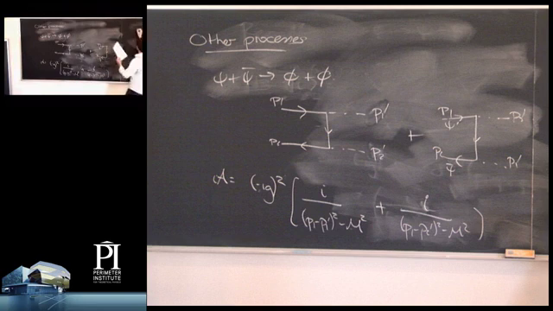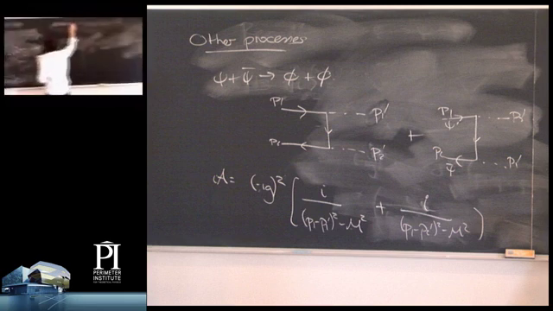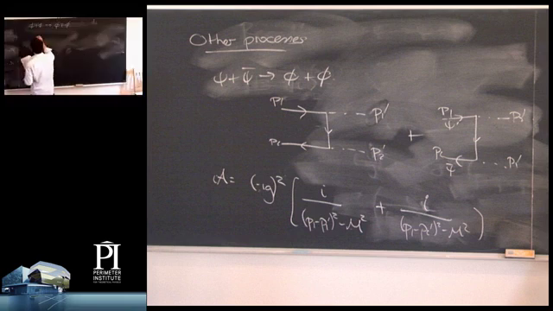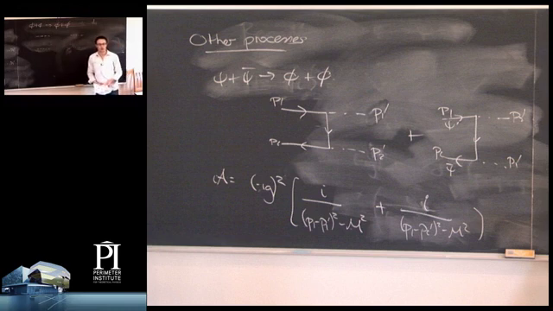Another process is meson scattering. Two mesons go to two mesons. The kind of diagrams we can draw for this are a little more complicated now. So we have two mesons coming in and two mesons going out. Who can think of what the simplest diagram we can draw is that connects two mesons to two mesons, other than just connecting the lines?